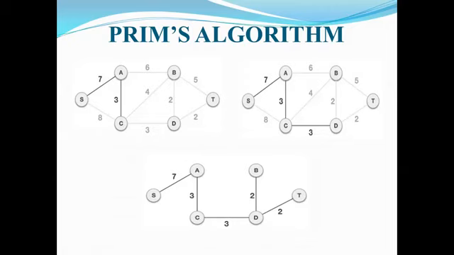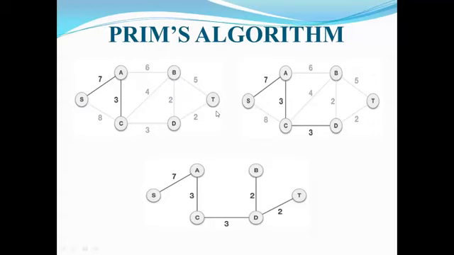Now I included C also into the spanning tree vertex set. Now the spanning tree vertex set contains S, A, C. Now again the same step we need to repeat. From S, A, C, construct all the possible edges which are not yet included into the spanning tree.